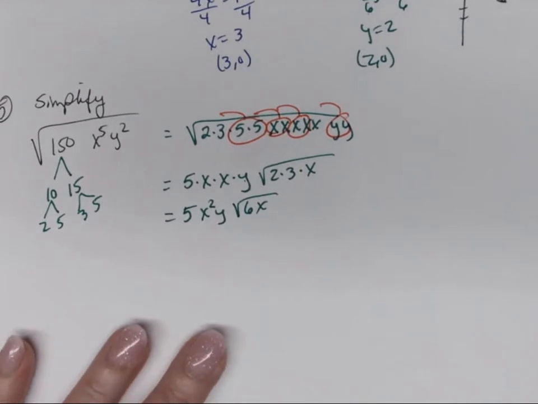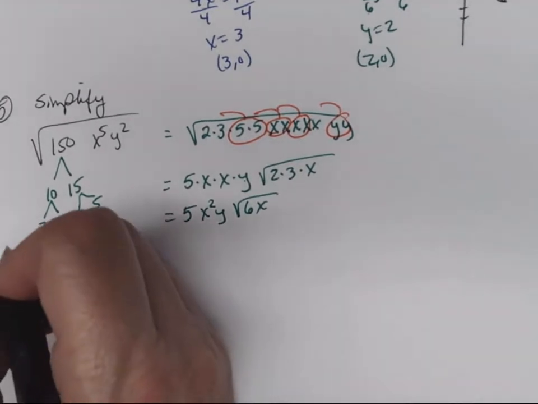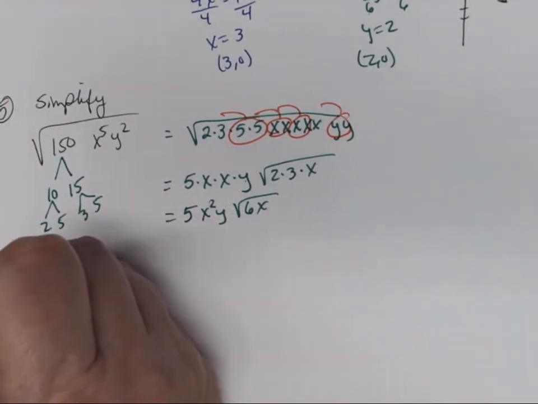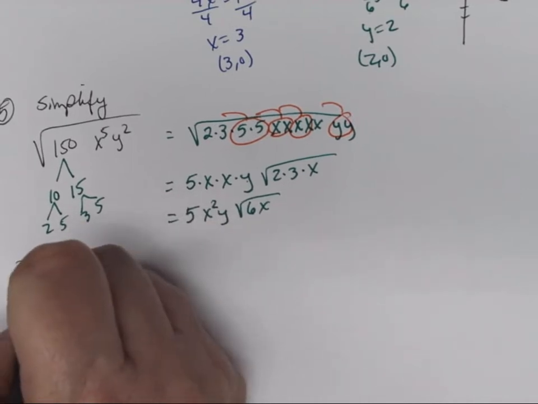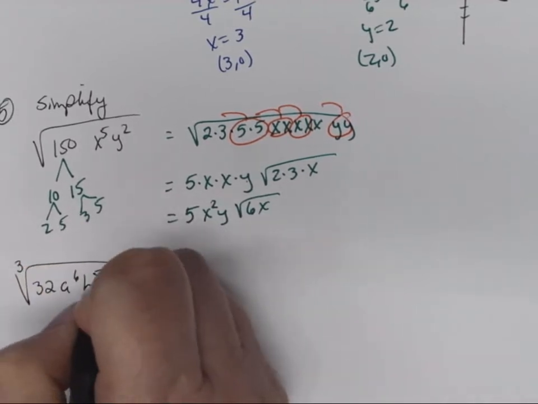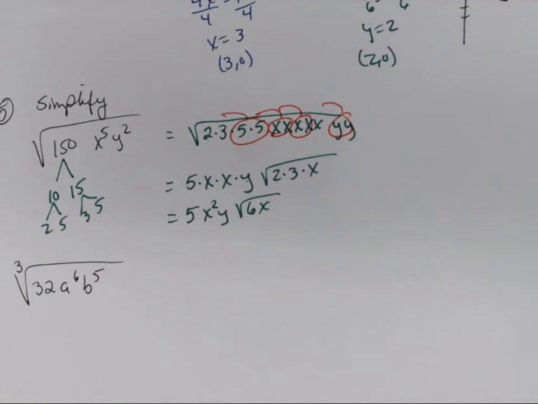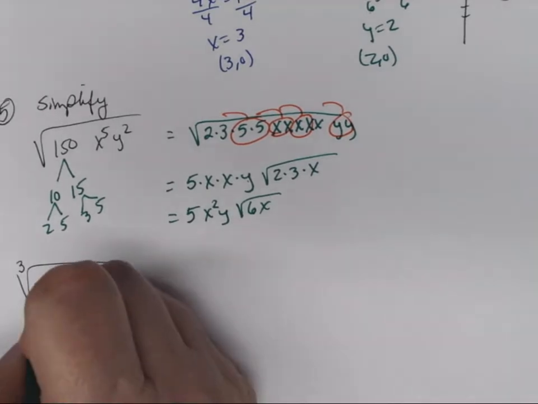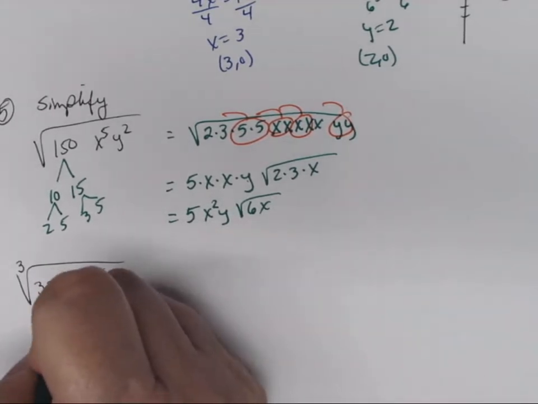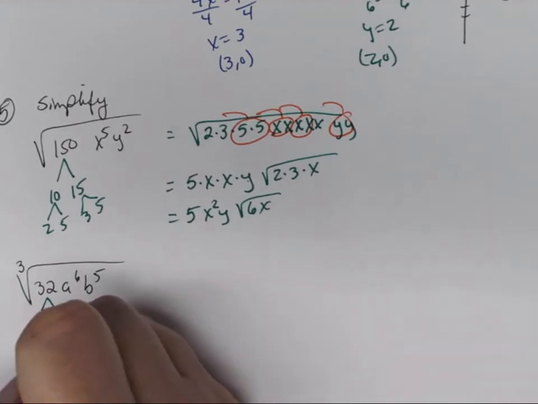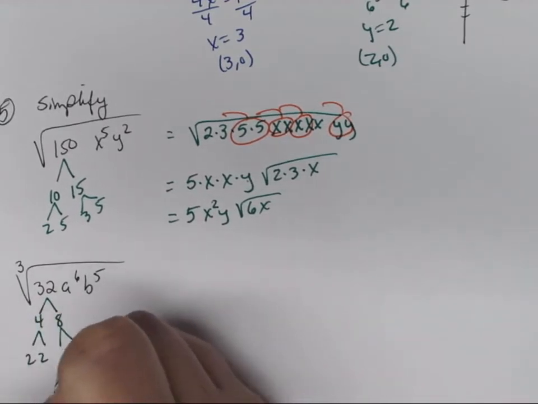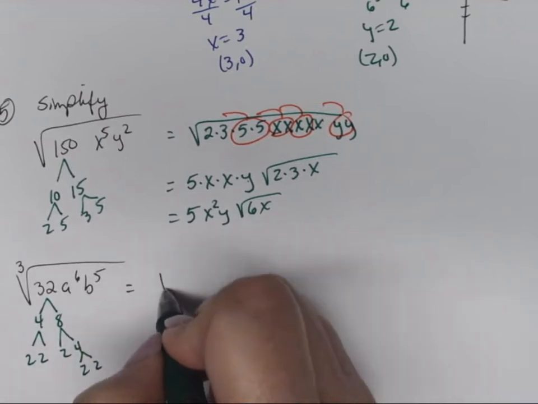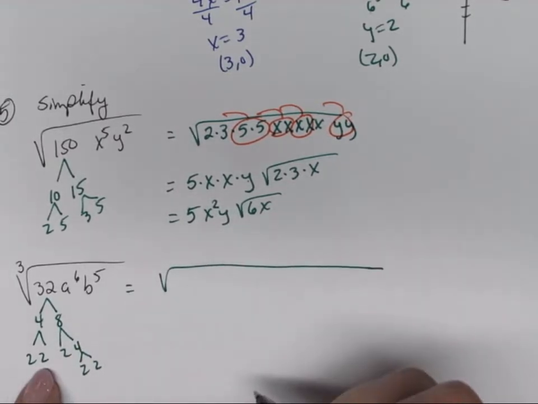All right, let's look at another one. So if we have the cubed root of 32a to the 6th, b to the 5th. So again, we're going to do a factor tree. Well, 4 times 8 gets me 32. 4 is 2 times 2. 8 is 2 times 4, and then 2 times 2. So I have 1, 2, 3, 4, 5 2s. You only do the ones that are at the end. Just make sure you get them all.